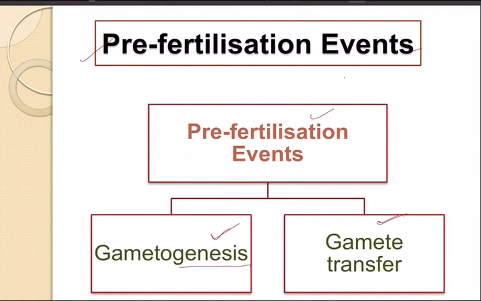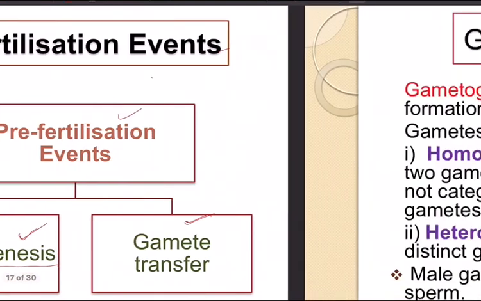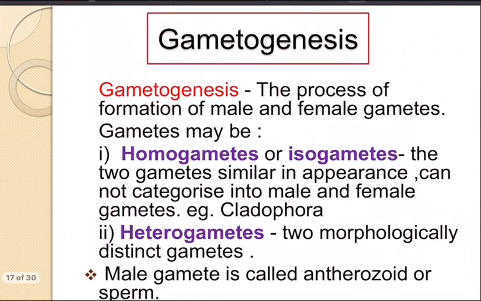And the second substage is the gamete transfer. That is, once the male gamete and the female gamete are formed, how does the male gamete proceed to fuse with the female gamete? So it has to travel sometimes, and it requires some sort of mode, medium, like air, water, like that. So we will be discussing these two substages now.